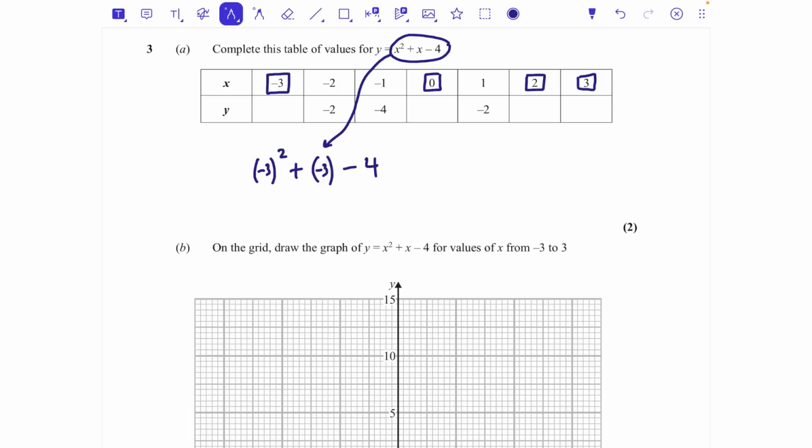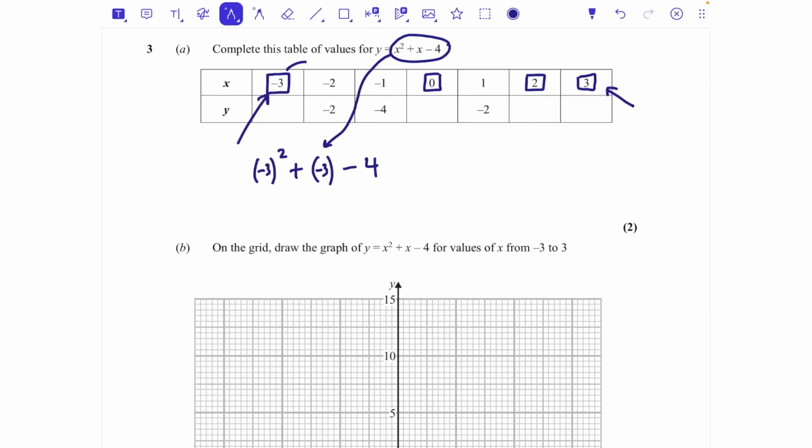Hit equals again if it does, because I'm not interested in that. And it'll ask you for the start. Now the start is wherever your table is starting, in this case, minus 3. Hit equals. And then you need to say where it's ending, which in this case is 3. Hit equals. And then it'll ask you for the step.